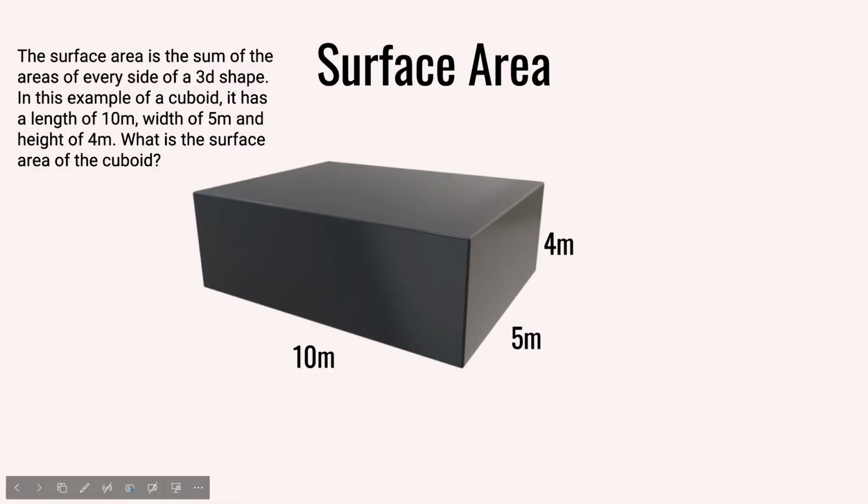As we stated before, the surface area is the sum of all the areas of every single side in the 3D shape. In this example of a cuboid, it has a length of 10 meters, width of 5 meters, and height of 4 meters. What is the surface area of the cuboid? As we're working with a cuboid, opposite sides of the cuboid will be equal to each other.